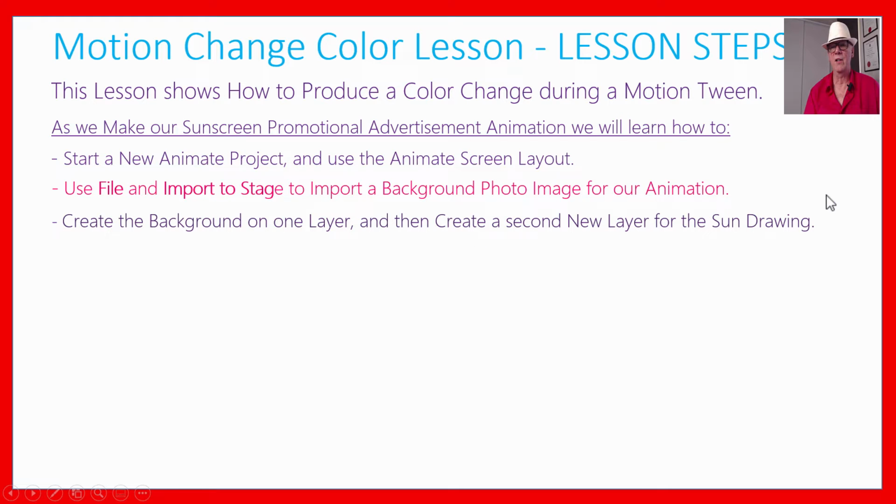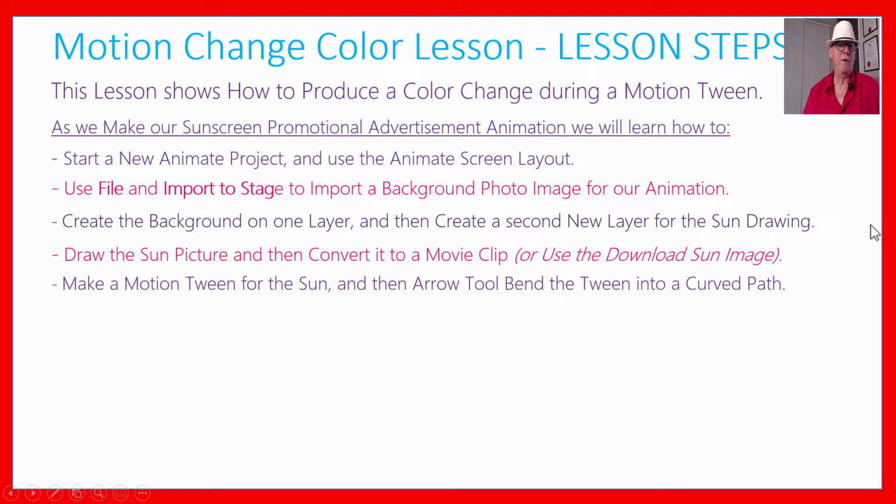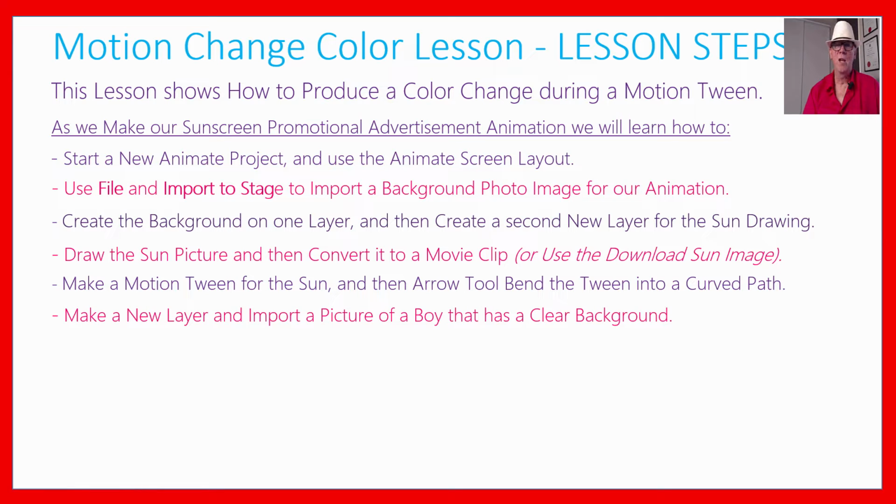Then we make another separate layer to do the sun. We're going to have the sun picture. Now, there is a download with instructions on how to draw the sun, but we might not do it in this lesson. We'll see how we go for time. We'll make a motion tween for the sun, then we'll use the arrow tool to bend it so it goes in that sort of up and down circle kind of shape, an arc.